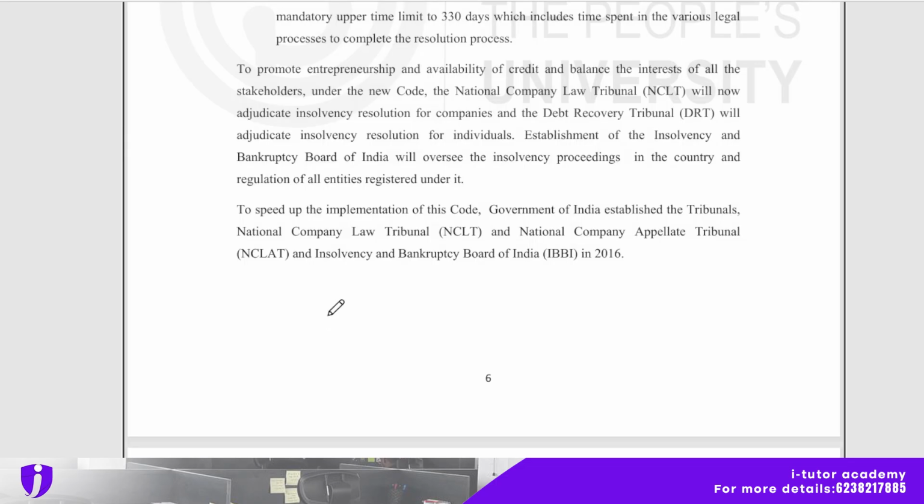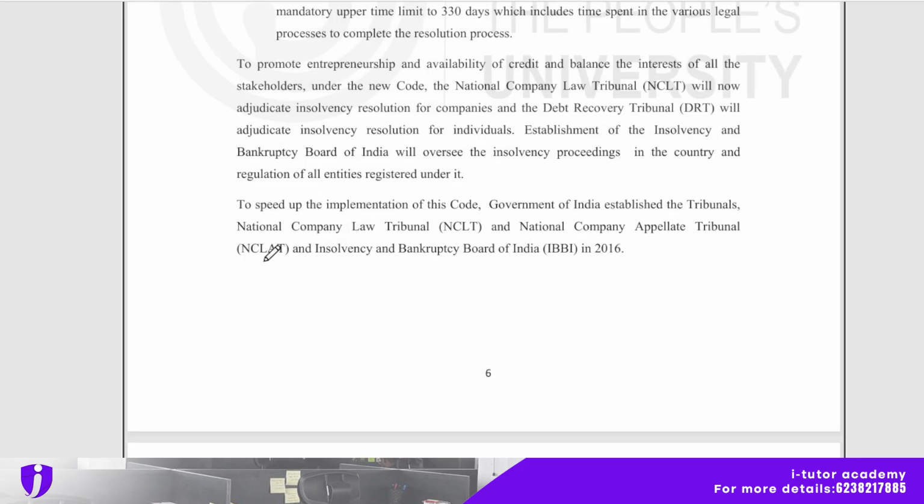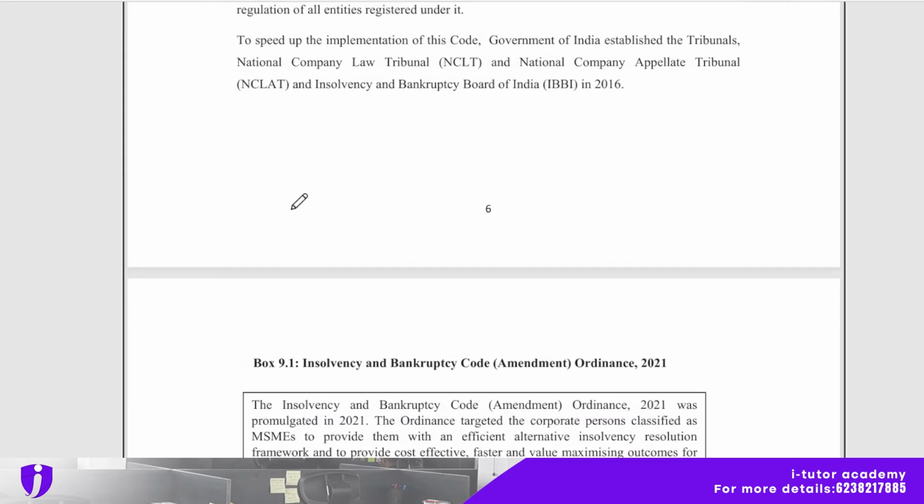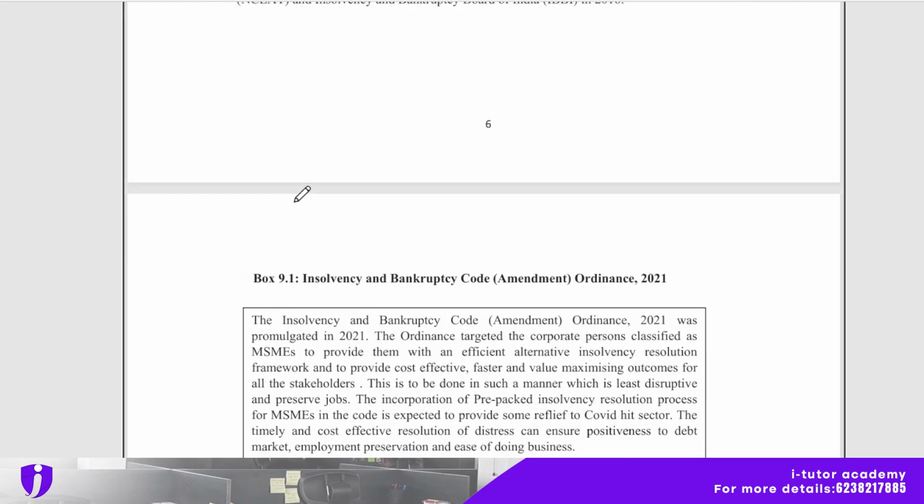Establishment of the Insolvency and Bankruptcy Board of India will oversee the insolvency proceedings in the country and regulation of all entities registered under it. And to speed up the implementation of this code, Government of India established the National Company Law Tribunal, that is NCLT, and National Company Law Appellate Tribunal, that is NCLAT, and Insolvency and Bankruptcy Board of India, IBBI, in 2016.